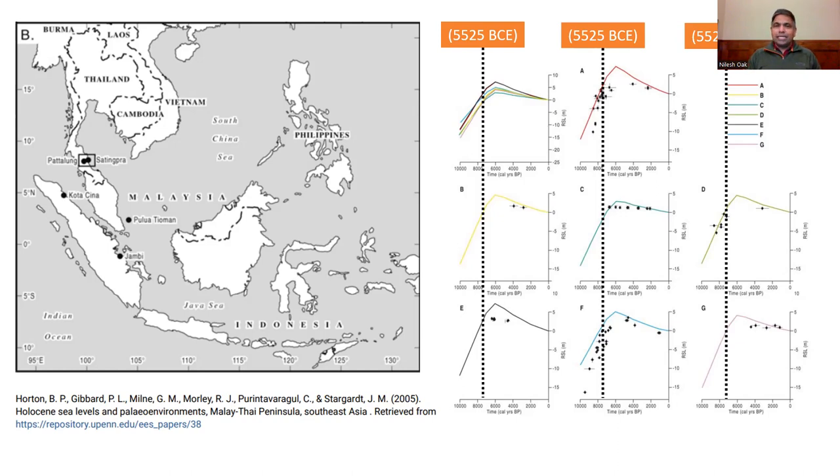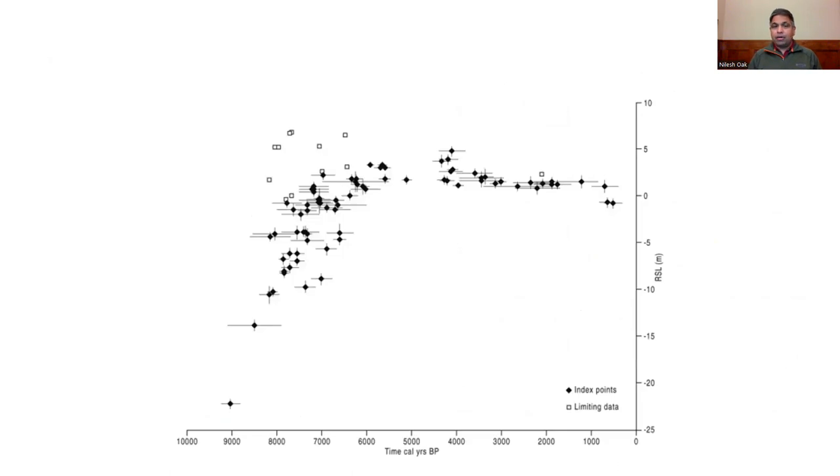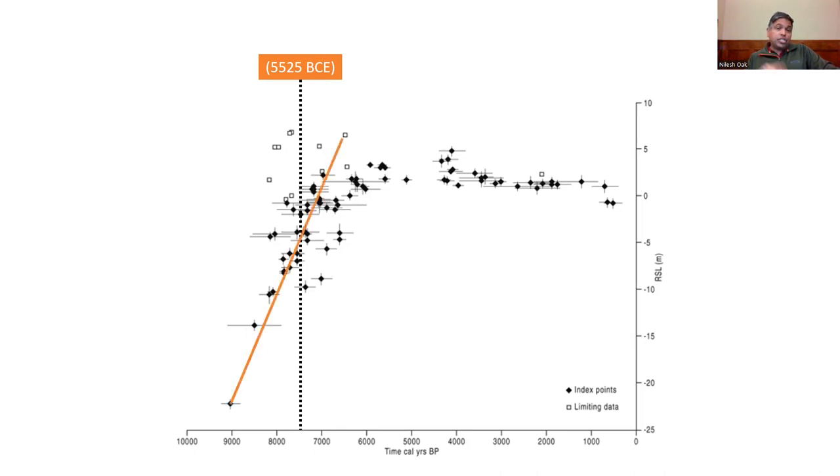Now, if you combine this data, what do you see? Because remember, this data is coming from different places around this peninsula. So again, a beautiful picture emerges. For example, 5525 BC is here, right in the middle and towards the end of that sudden sea level rise. But also, if I draw the tangents based on the data that I have, again, I get a picture which is very consistent, identical to everything else that we have seen, which is what?